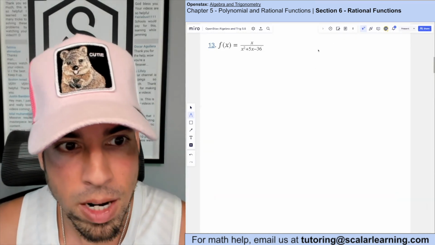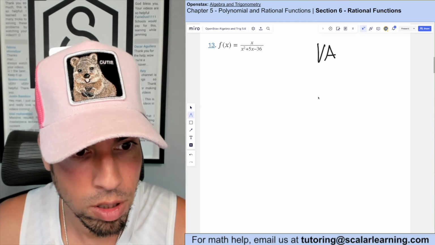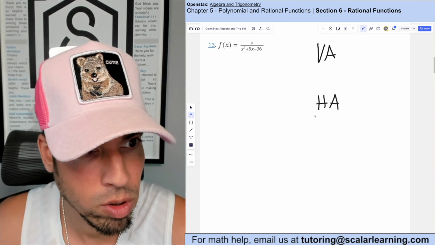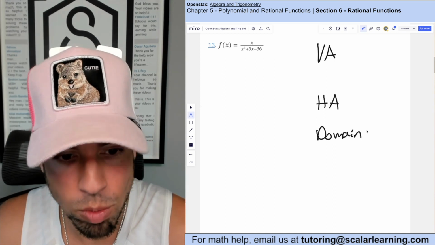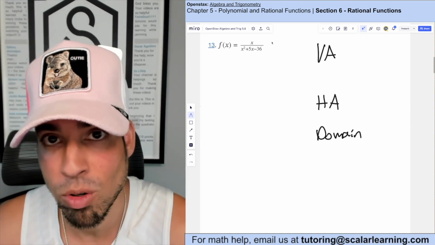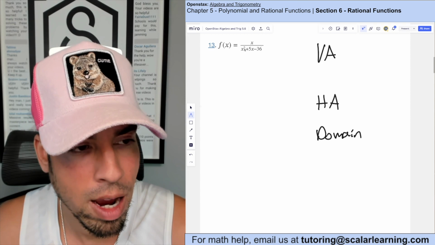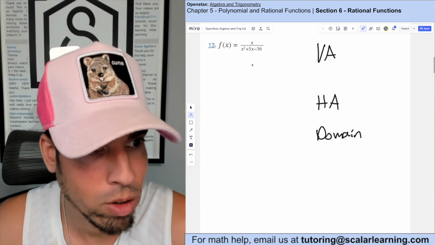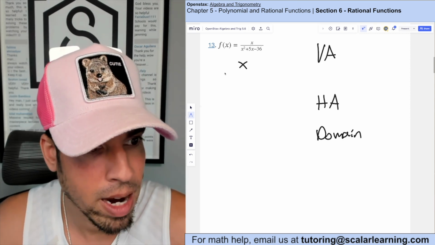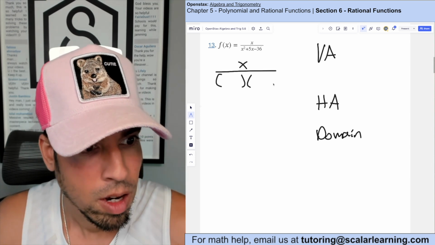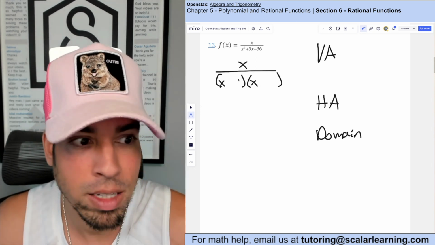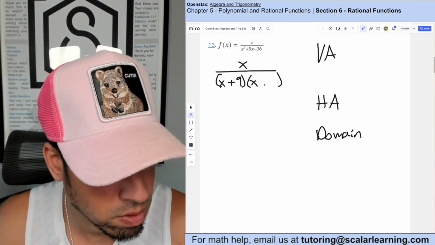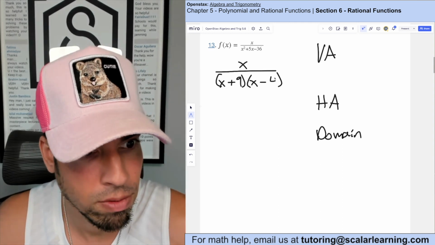So for this one, we're finding the vertical asymptote, the horizontal asymptote, and potentially then the domain after that. So I'm going to start with the vertical asymptote. The vertical asymptote is going to occur wherever the x values are going to 0 out in the denominator. So first, I'm going to factor that denominator. And we've got, what two numbers multiply to -36 and add to +5? That would be +9 and -4, okay?